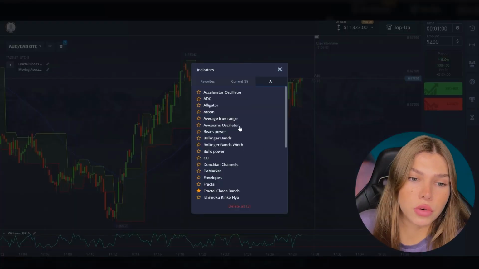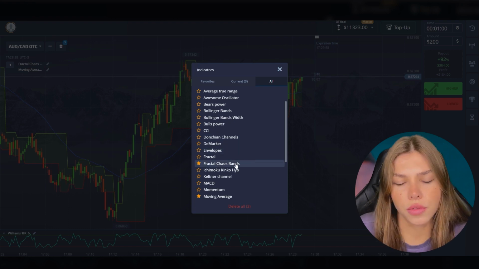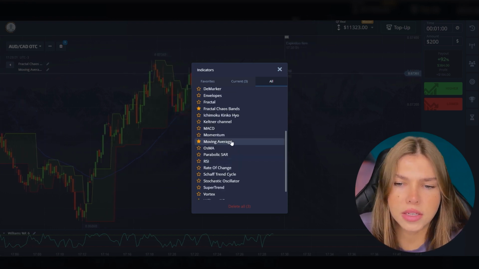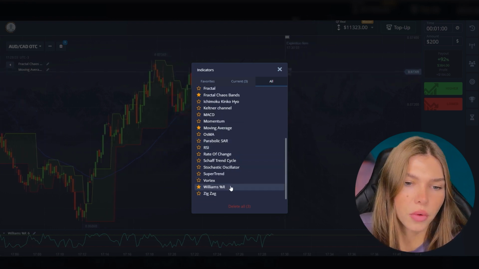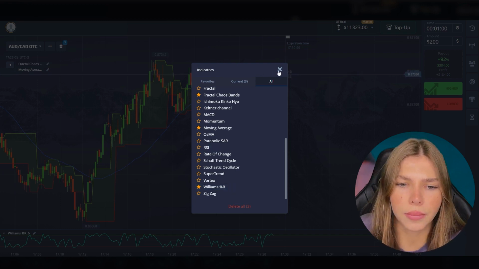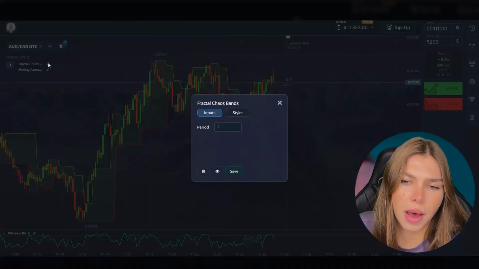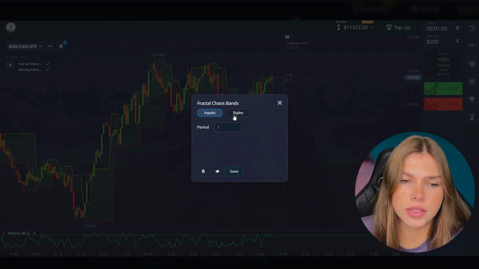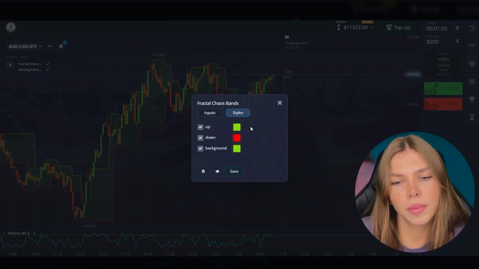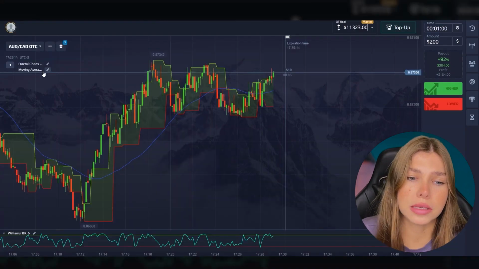Let's get to it. So, we only need 3 tools for this strategy, namely Fractal, Moving Average, that is the moving average, and Williams %R. So let's move on to setting them up. For Fractal, we put period 2 in style. You can change the color, but I did not change the color because this color suits me.